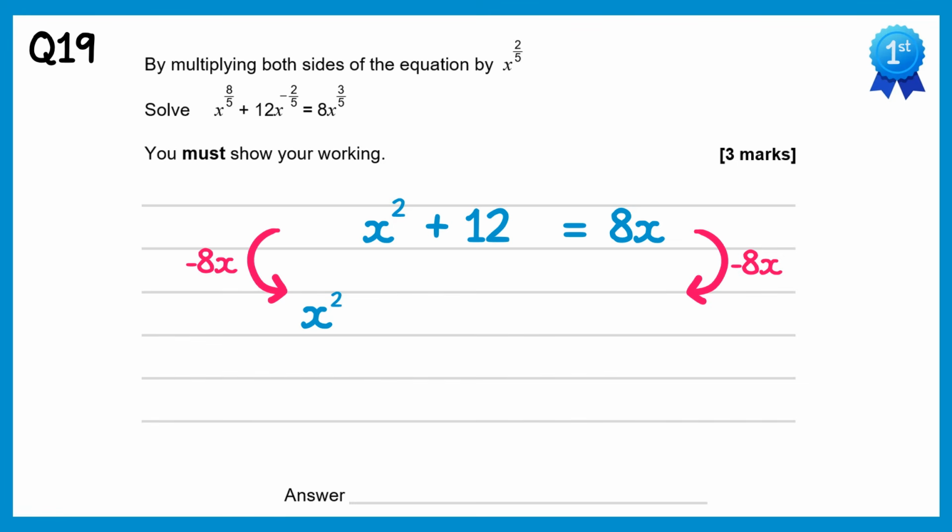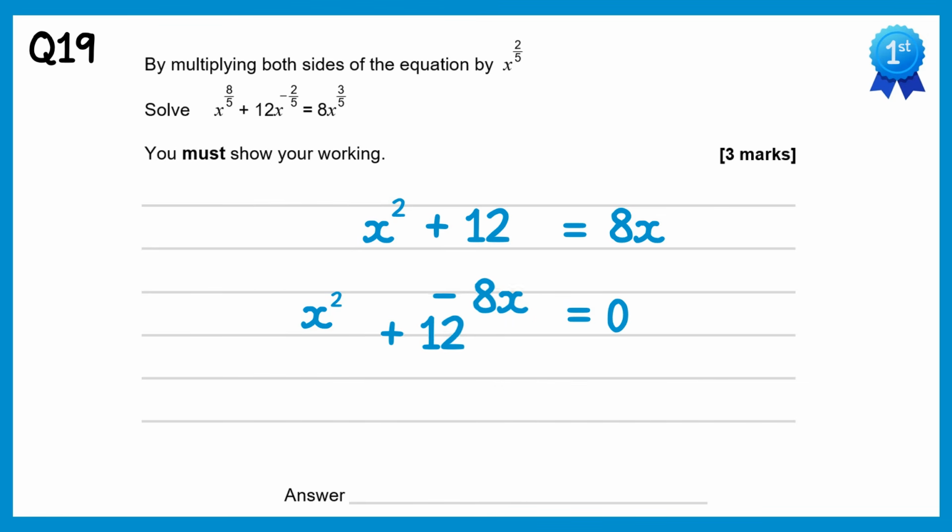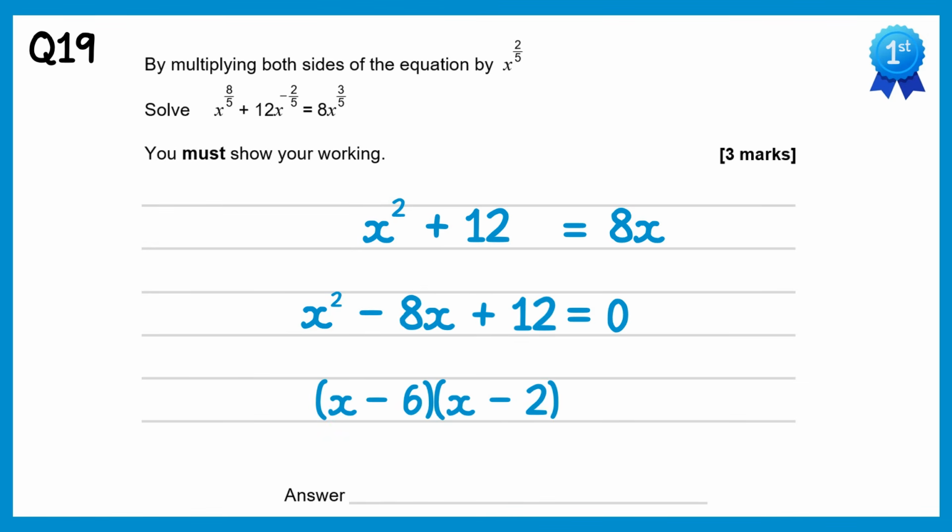Now subtract 8x from both sides. You'll end up with x squared plus 12, take away 8x equals 0. We'll reorder those terms. And now we can factorize this one. It's (x take away 6)(x take away 2) equals 0, which gives you two solutions, x equals 6 and x equals 2.